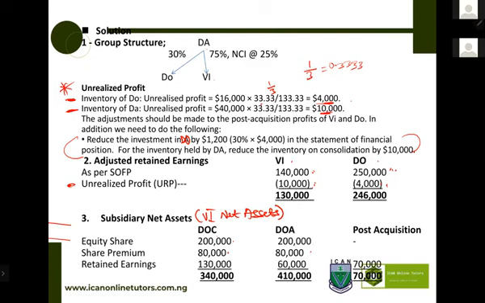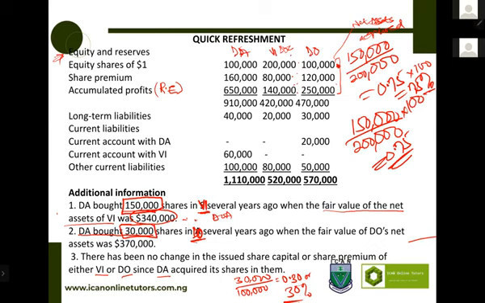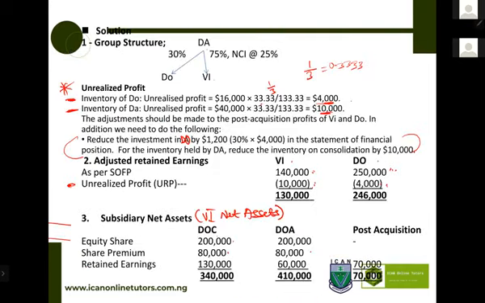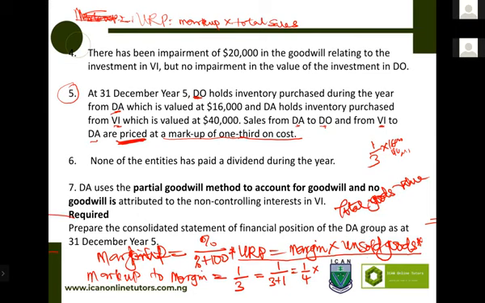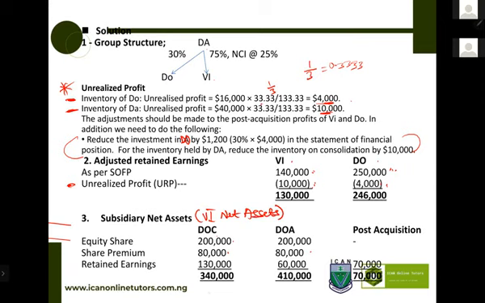But your retained earnings as at DOC should have been what? 140,000 naira. Is that not so? But there's a question on it. Retained earnings is 140,000, but there was a question on it. What is the question? They bought 150 shares in V several years ago, when the fair value of the net assets of V was valued at 340,000 naira. Is that taken? So the valuation was 340,000 naira.